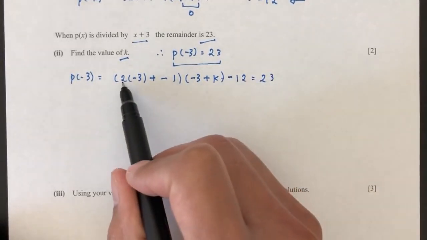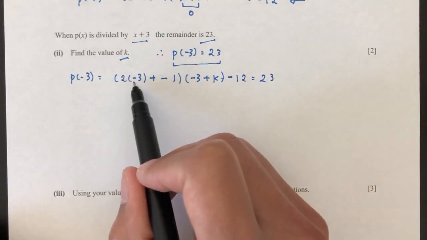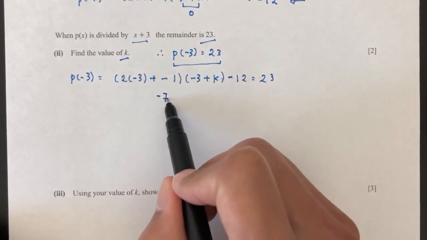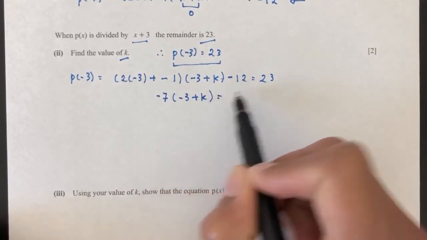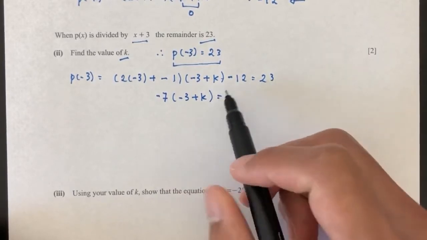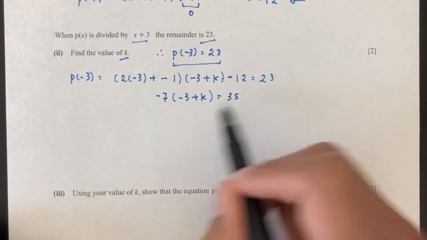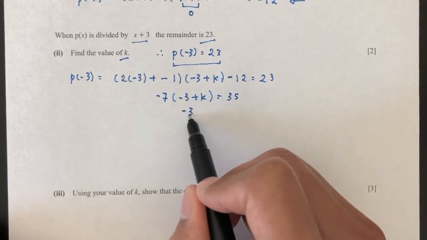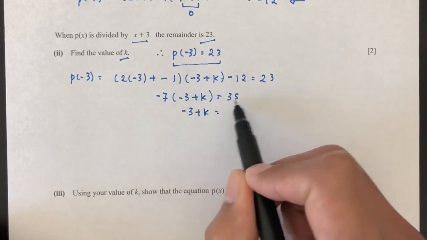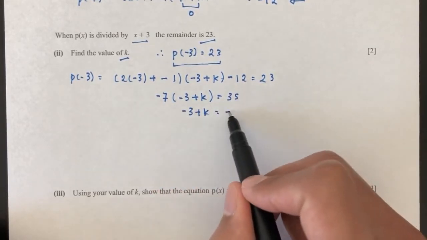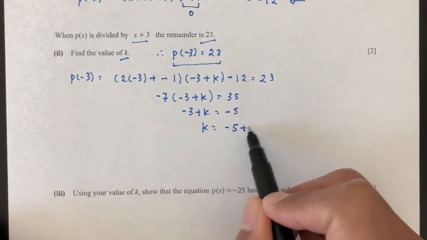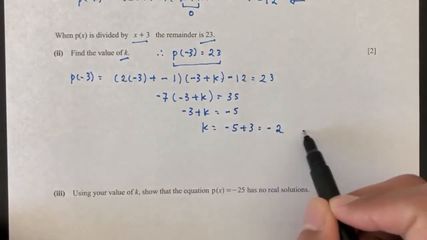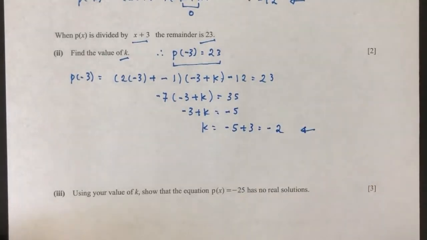So simplify. 2 times minus 3 will be minus 6, minus 1 is minus 7, and here we have minus 3 plus k equal to, so 23 plus 12 will be 35. Now minus 3 plus k will be 35 divided by minus 7, that will be minus 5. So k will be minus 5 plus 3, which is minus 2. So k will be minus 2 for part 2.